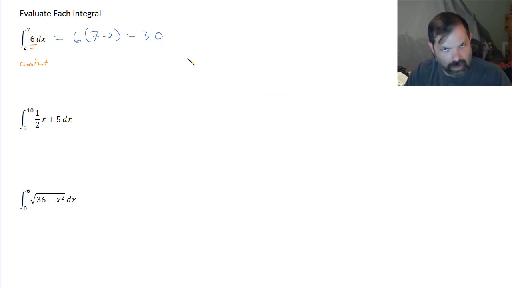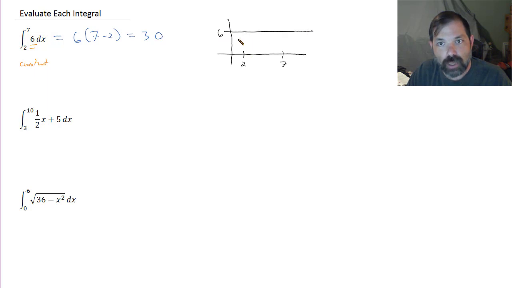And again, the geometric argument here would be that I'm integrating from 2 to 7. So here's 2 and here's 7 on the x-axis. And I have the function 6. There's the function 6. And so I'm finding this area between 2 and 7 and between the x-axis and 6. And that's a rectangle. And the area of a rectangle is just its length times its width. The width is 5. The length, height, is 6. 5 times 6 is 30.